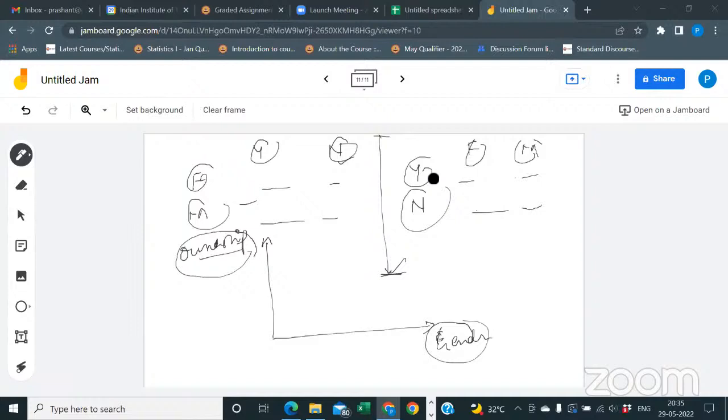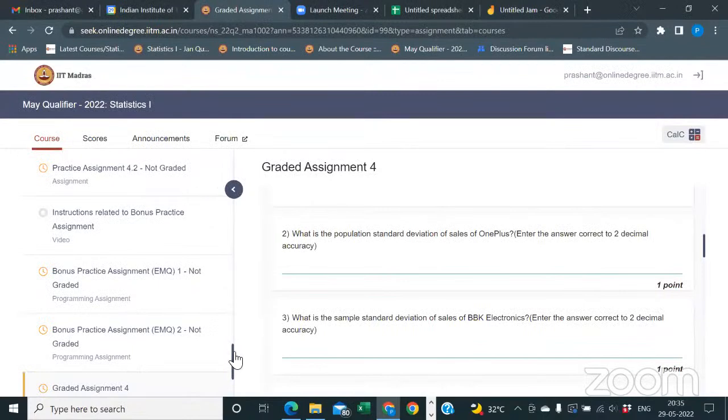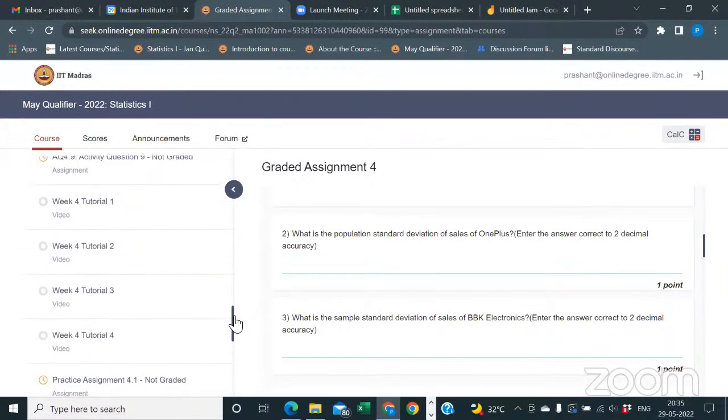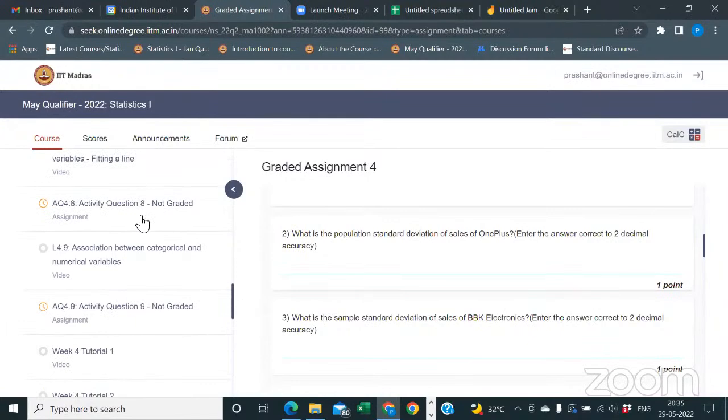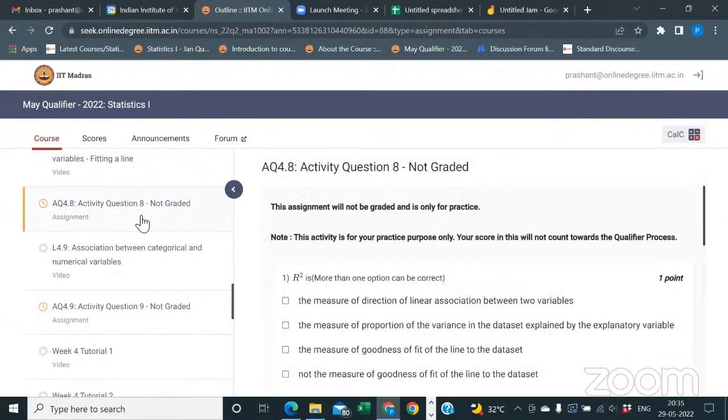Hello, sir. Can you please explain the goodness of fit, Activity 4.8, question number one? It's just a definition. More detail about this is beyond this fundamental course.